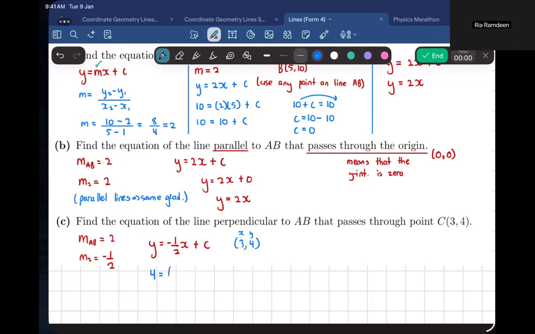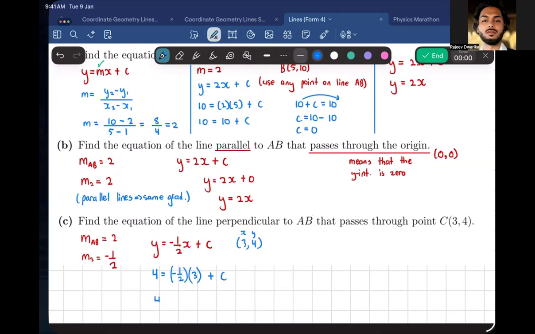4 equals negative a half in the brackets, open brackets, 3 plus c. Right, let me just simplify. What is minus a half by 3? Don't overthink it. We have a negative by a positive number. Negative 7 over 2? No. Negative 3 over 2.